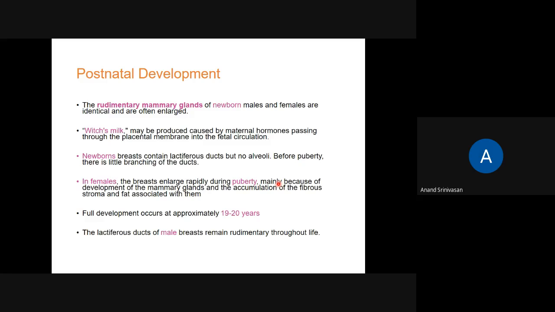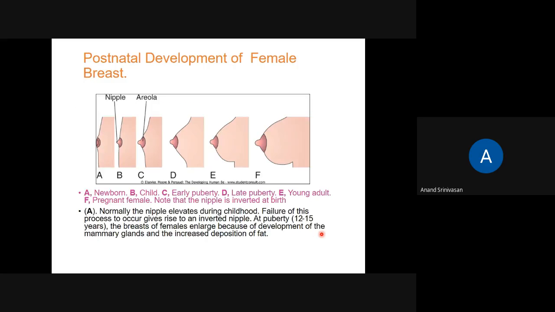So the breast develops much more. The lactiferous ducts and the lobules become proliferated. And then after birth, because of the secretion of oxytocin, there will be ejection of milk. The lactiferous ducts, however, in the case of males, remain rudimentary, unless there is any pathological condition.